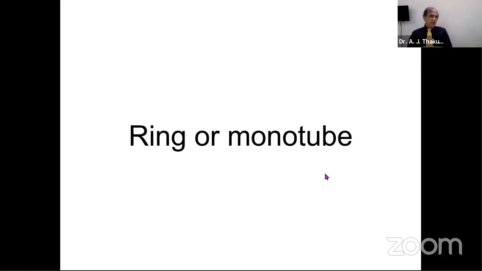Whether we use ring or monotube distractors, it doesn't really matter. Both are efficient and both will produce the same results. Only you must know how to use it. It is the man behind the tube or the ring that matters, not the apparatus itself.